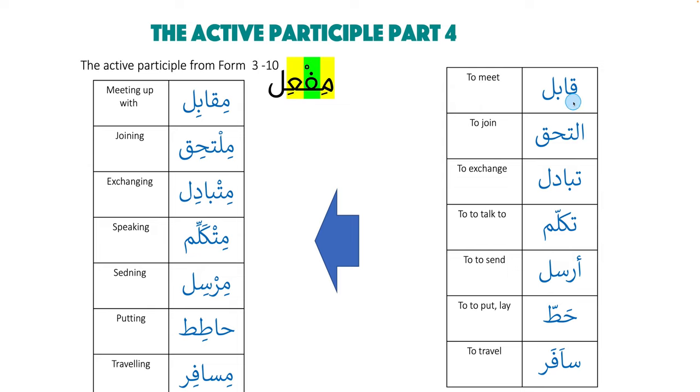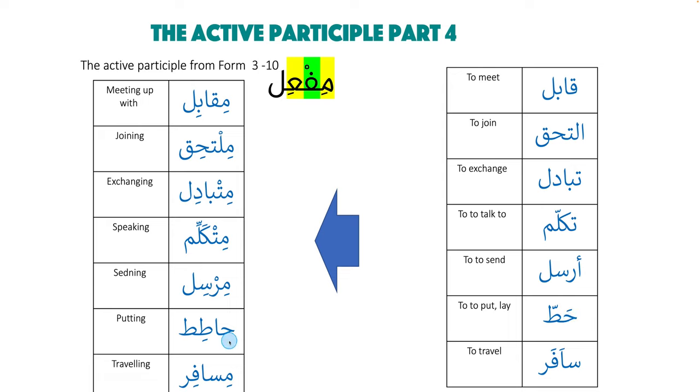So, qabal becomes mqabil. Iltahaq, miltahiq. Tbadal, mitbadil. Tkellam, mitkellim. أرسل, مرسل. حط, حاطط. سافر, مسافر. Here you might ask a question.